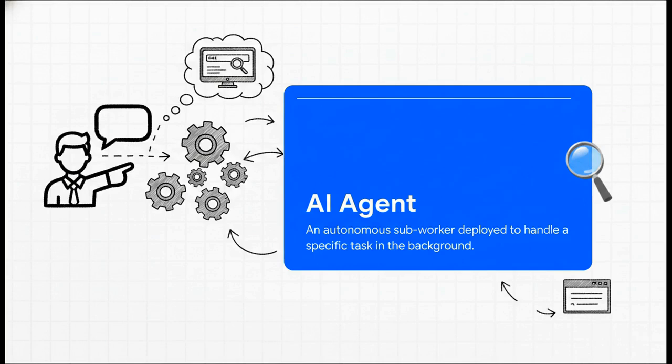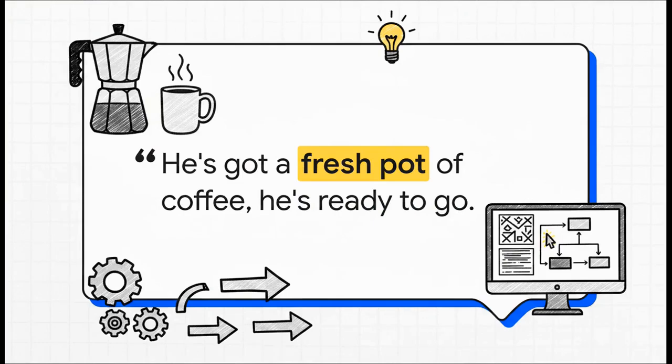Instead of clogging up your main conversation and wasting all your context memory, Claude will spin up an entirely separate sub-worker, an agent, to go off and handle that heavy lifting in the background while you just keep chatting. I absolutely love this analogy from the source material. He's got a fresh pot of coffee, he's ready to go. Every single time you deploy a new agent, it wakes up totally energized and, most importantly, completely unbiased.